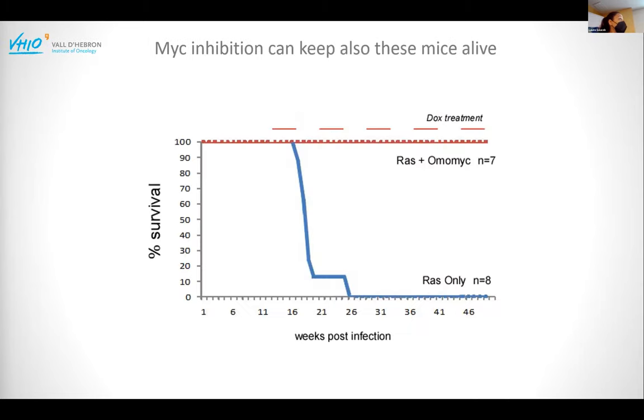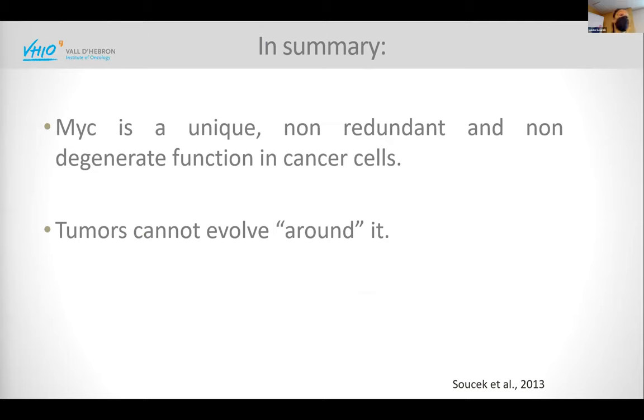And again, the metronomic treatment with Omomyc kept the animal tumor-free indefinitely. So despite these additional mutations, we didn't see any emergence of resistance to MYC inhibition. So at least in this context, and we published this in 2013, MYC seemed to be a unique and non-redundant function around which tumors cannot evolve.